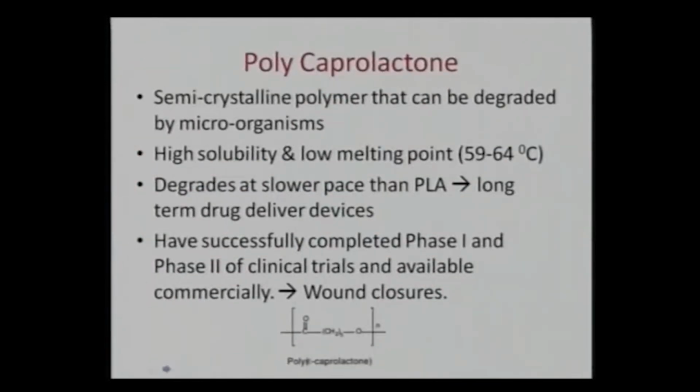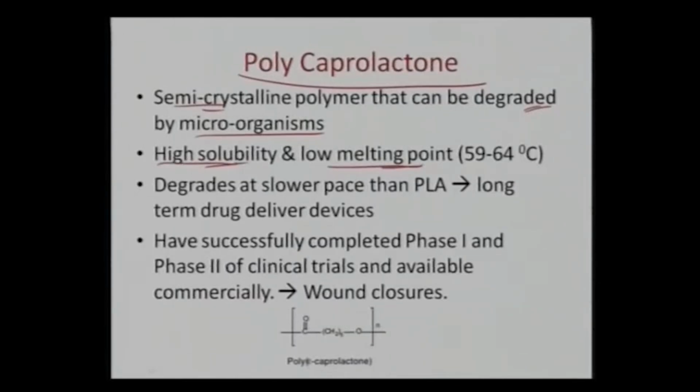The second class is the polycaprolactone, and polycaprolactone, it's a semi-crystalline polymer. Like in PHB we had much more crystallinity. In polycaprolactone it is a semi-crystalline polymer, and again it can be degraded by certain microorganisms, and it has a very high solubility and it has a low melting point.